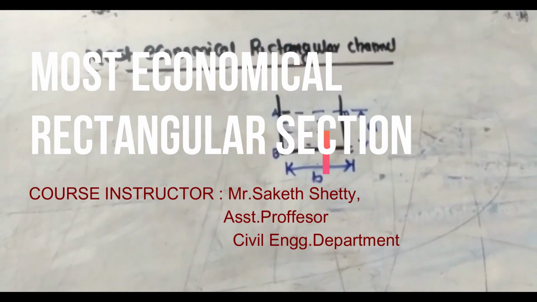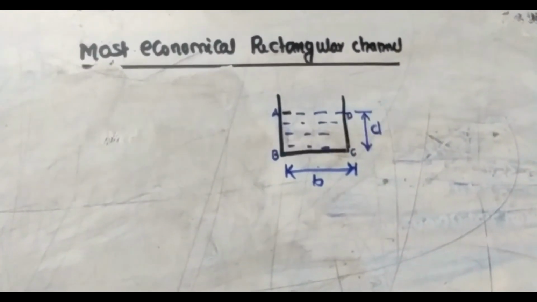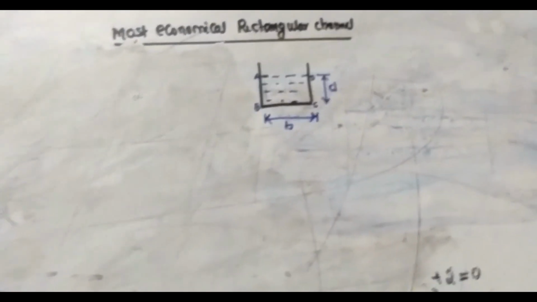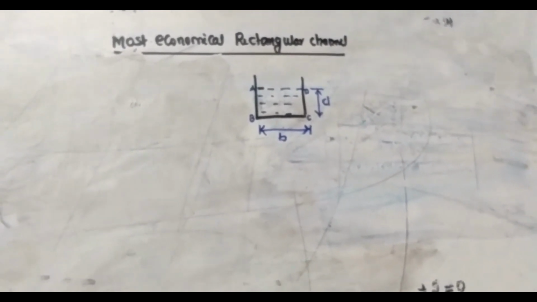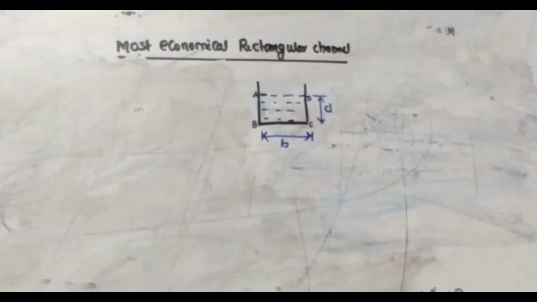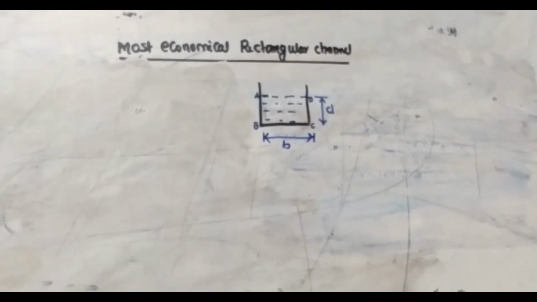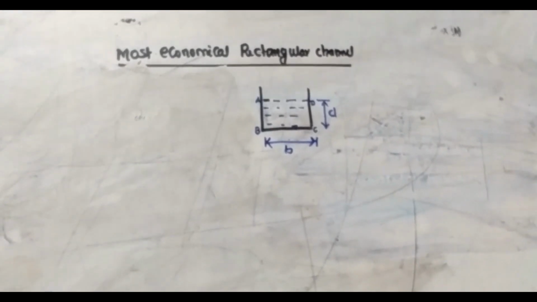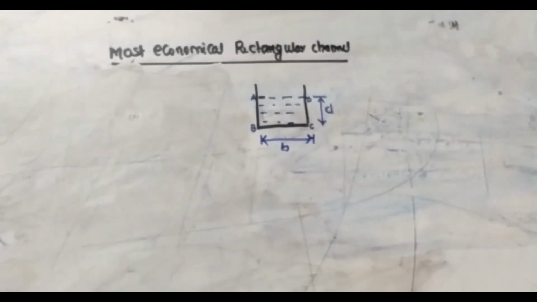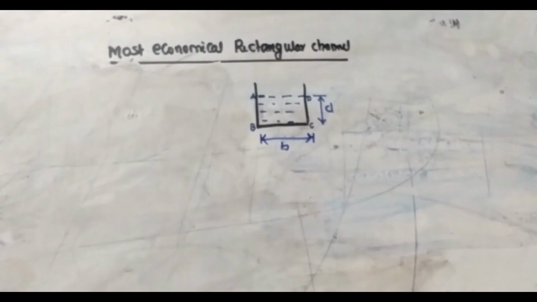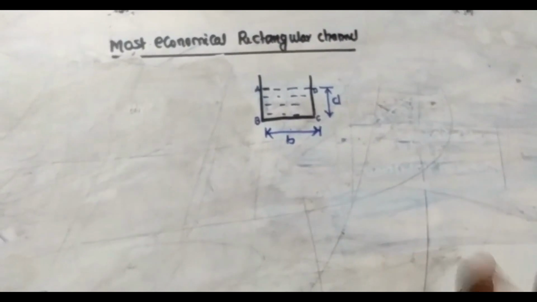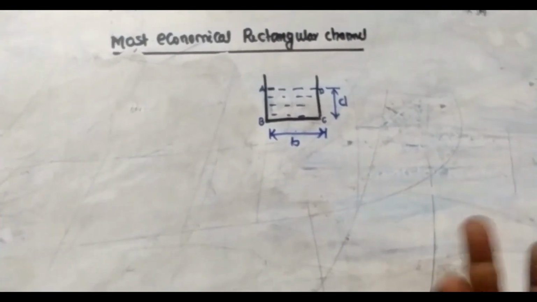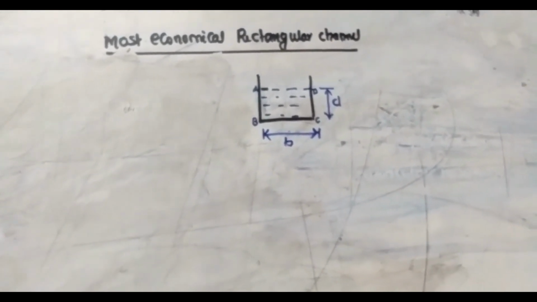Hi students, today I am going to teach the most economical rectangular channel. An economical rectangular channel means the financial budget should be a minimum, we should get a maximum discharge, and the wetted perimeter should be a minimum. That is called the most economical rectangular channel, because whatever money is invested in that channel should be a minimum, and we should get maximum discharge from it.